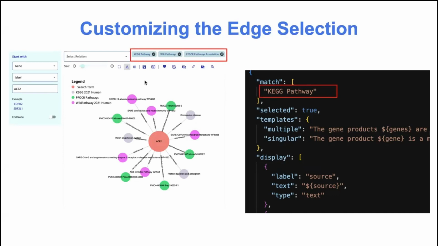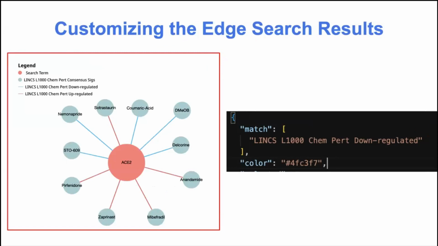So we have KEGG pathway. So here's where you define the different relationships. And here you can customize the edge search result. So if you want, for example, L1000 links, you can put downregulated. So the color there is this one. The downregulated is a blue color, but for the upregulated, we define it as a red color. So you can define the colors in here so that you can modify the edge search results.